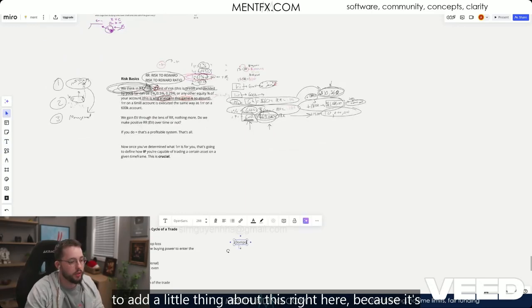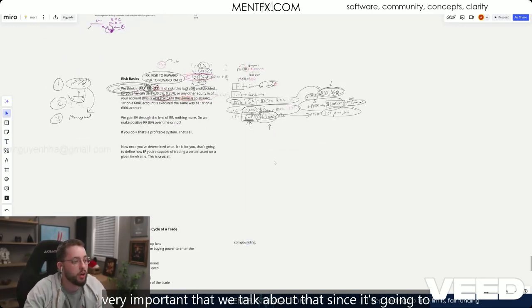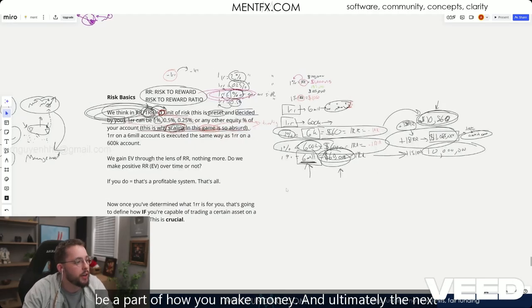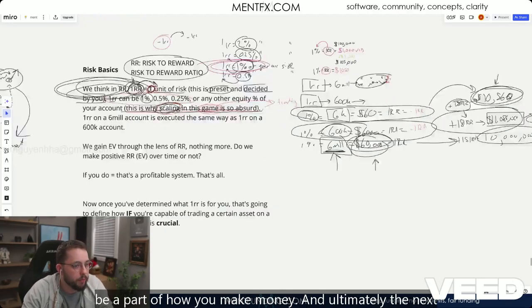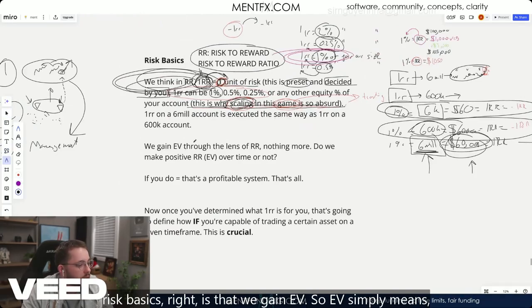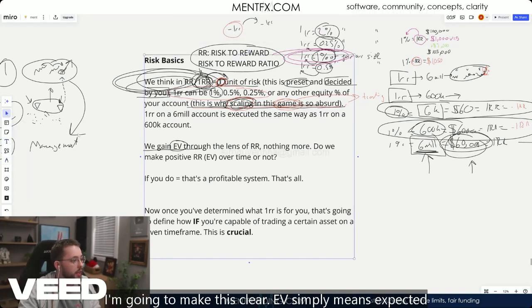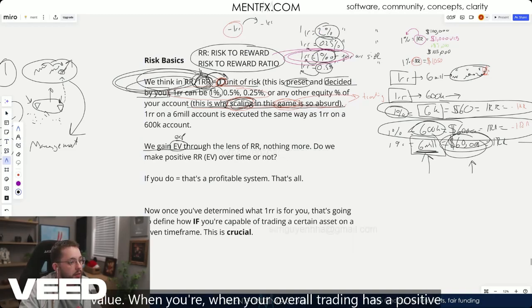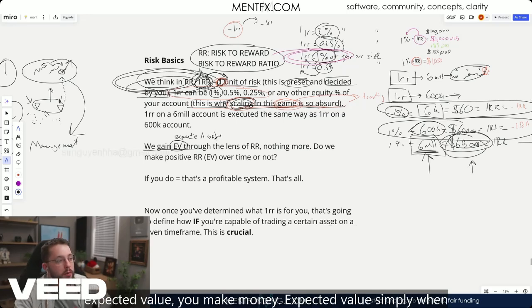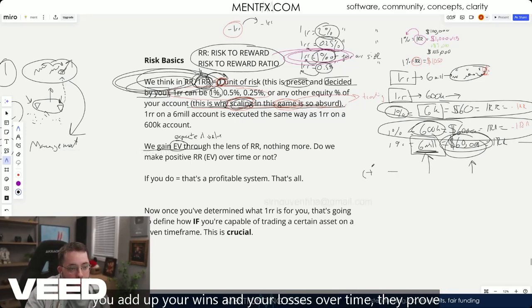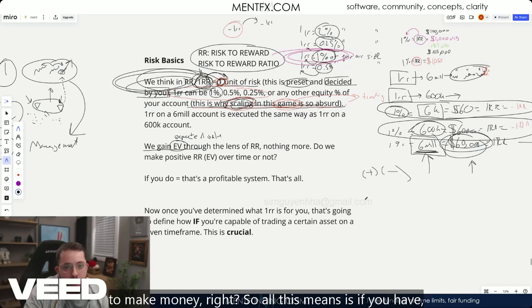I'm going to add a little thing about this right here, because it's very important that we talk about that, since it's going to be a part of how you make money. And ultimately, the next part of risk basics is that we gain EV. So EV simply means expected value. When your overall trading has a positive expected value, you make money. Expected value simply, when you add up your wins and your losses over time, they prove to make money.